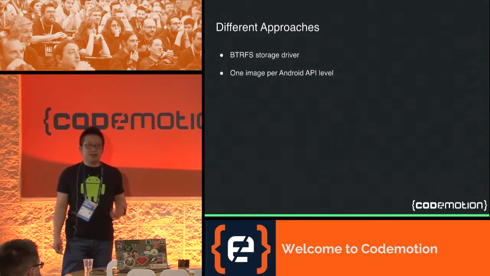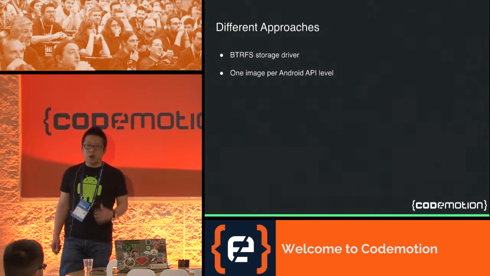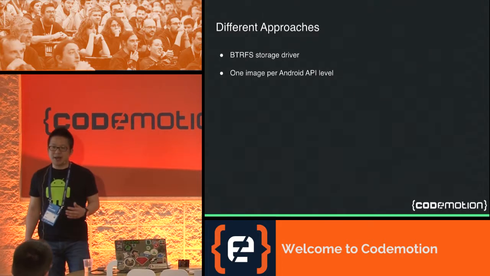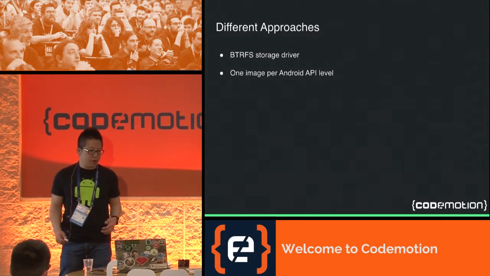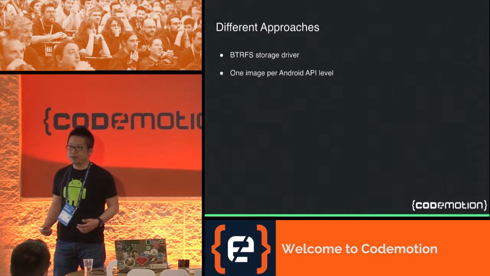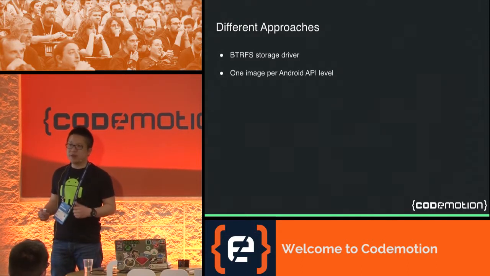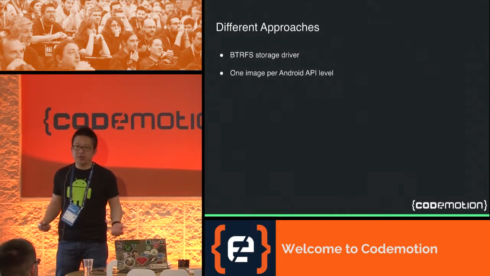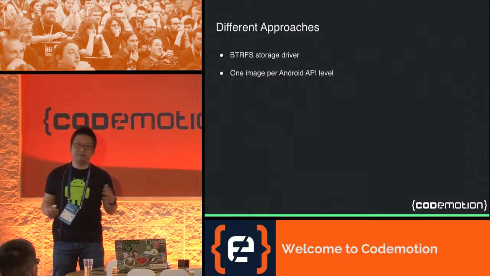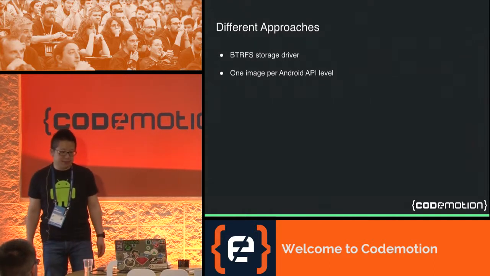And just like most of the popular online third-party CI solutions, they also use one image per Android API level. Great, but what is the downside? The downside is just like the Android world, it has really lots of fragmentation. You have to maintain each of them by hand. It's bad.